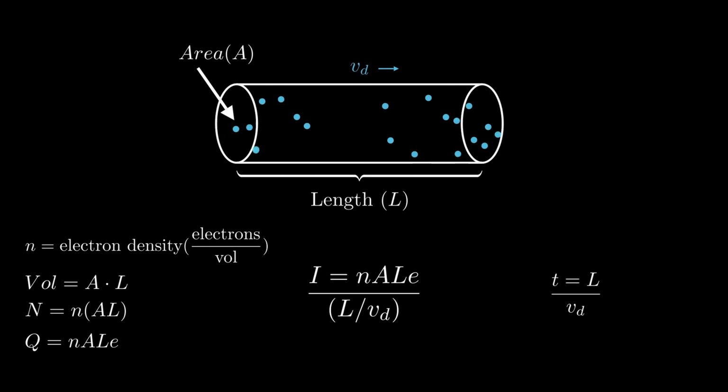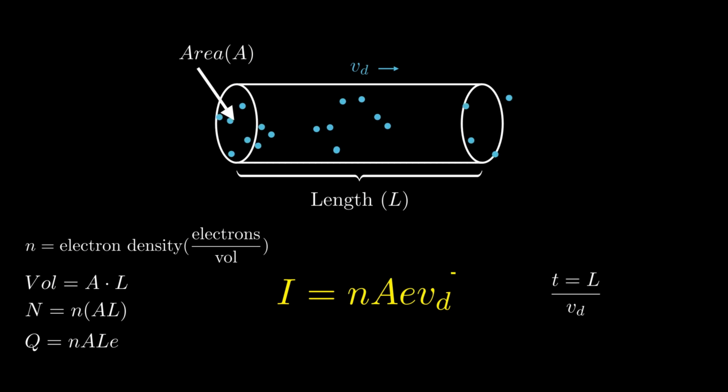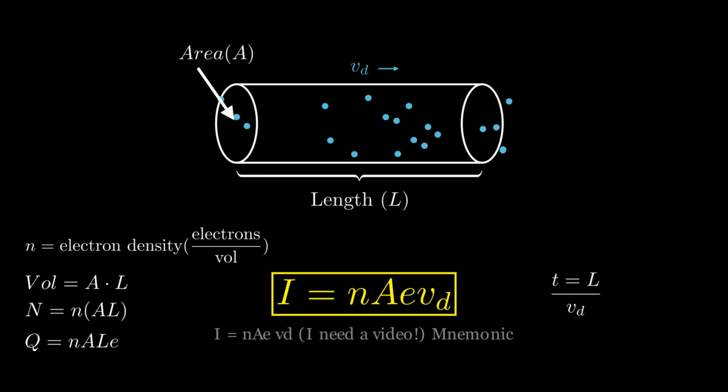Notice what happens? The length L cancels out. Rearranging the terms, we get this famous formula I equals nAeVd. This equation tells us that current is directly proportional to the electron density, the area of the wire, and the drift velocity. So higher drift velocity means higher current.